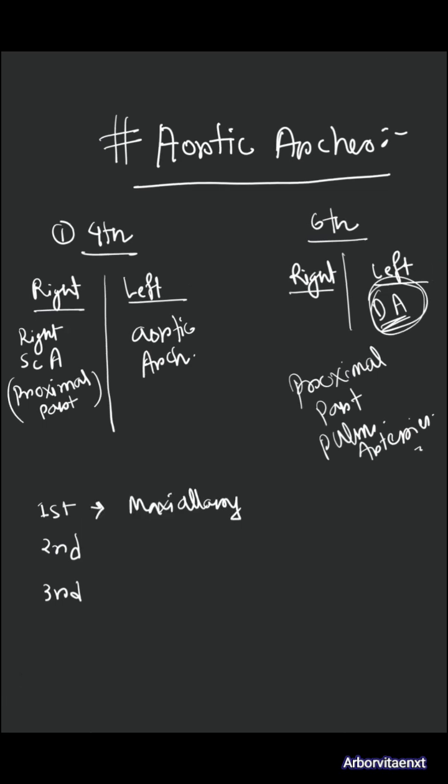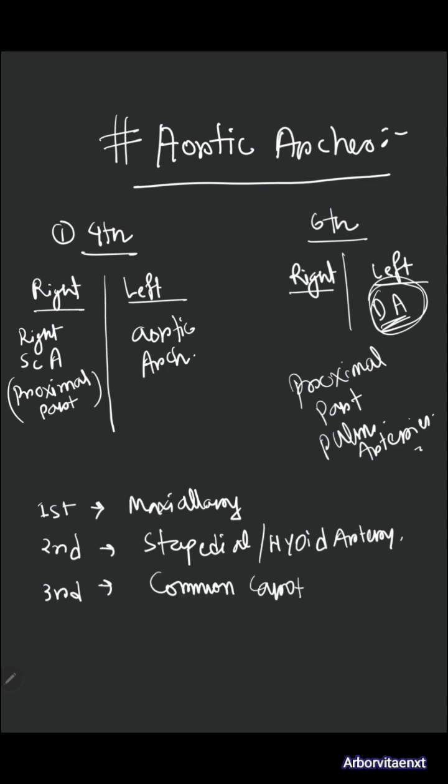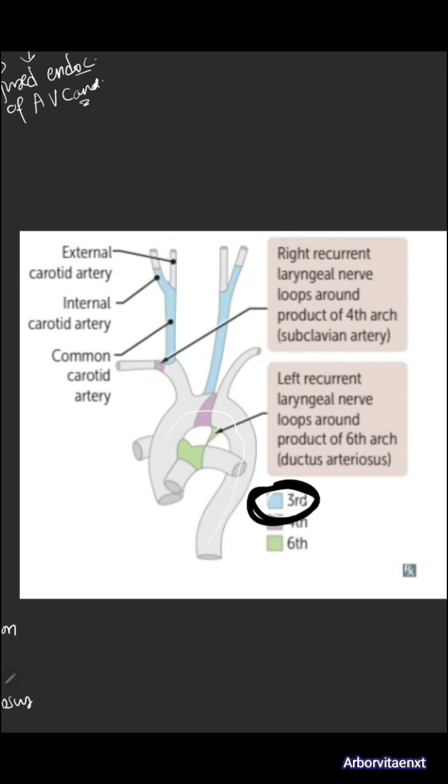The first arch gives rise to the maxillary artery, which is a branch of the external carotid. The second arch gives rise to the stapedial artery and hyoid artery. The third arch gives rise to the common carotid artery and the proximal part of the internal carotid artery. You can see the third arch gives rise to this, the common carotid artery and the internal carotid artery, on both sides.